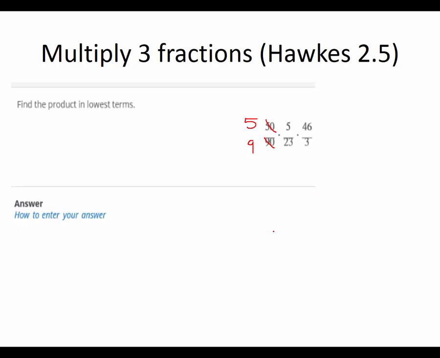Now, it's kind of hard to see what other common factors might be. I can take a look at some of these numbers. I see the 5 is still up here. Nothing on the bottom is a multiple of 5 anymore, though. So the only other numerator that I have to work with is this 46. So I can try to think about that 46. What can I divide it by? Well, it's even, so I can divide it by 2.